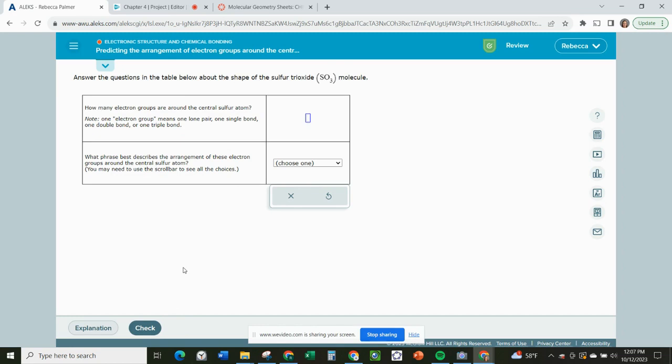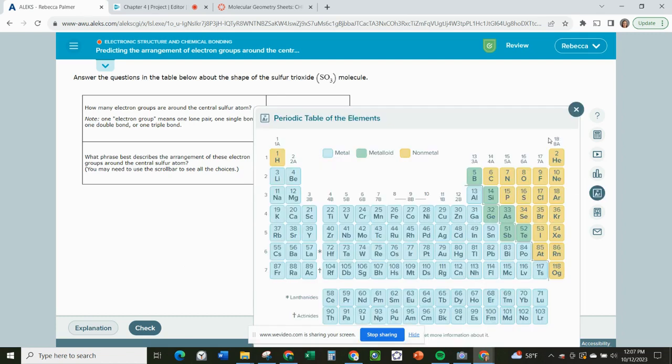Let me erase my board. We have sulfur trioxide, so let me write that out, sulfur trioxide. And then while we're here, let's look at our periodic table. We need to figure out the number of valence electrons sulfur and oxygen have. Sulfur and oxygen both have 6. So I'm going to write that down. Sulfur has 6, oxygen has 6.